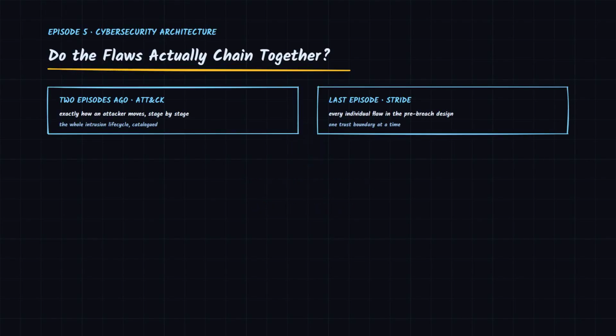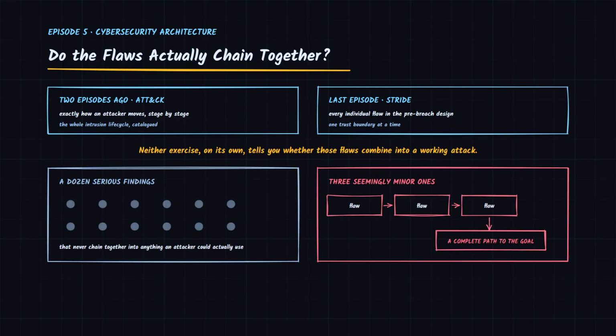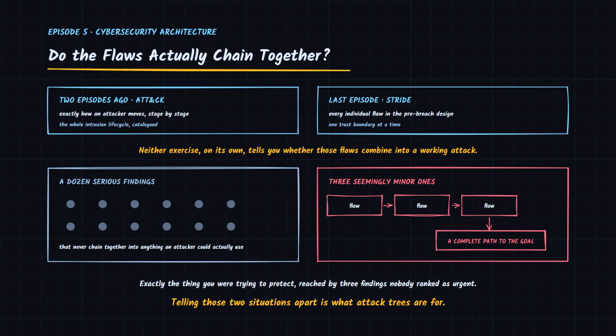Two episodes ago, we cataloged exactly how an attacker moves, stage by stage, using ATT&CK. Last episode, we found every individual flaw sitting in Kestrel's pre-breach design, one boundary at a time, using STRIDE. Neither exercise, on its own, tells you whether those flaws actually combine into a working attack. A system can have a dozen individually serious findings that never chain together into anything an attacker could use, or three seemingly minor ones that combine into a complete path to the exact thing you were trying to protect. Telling those two situations apart is what attack trees are for.